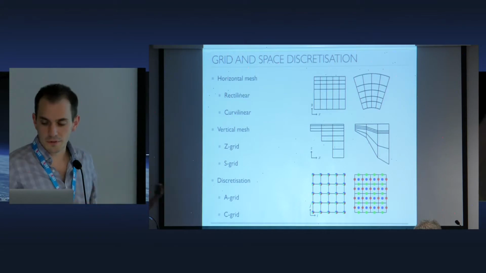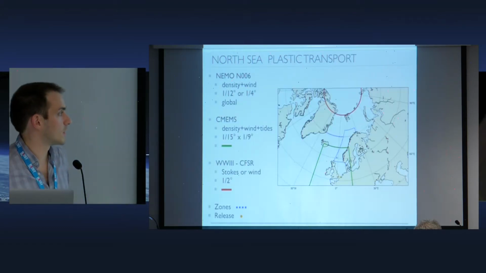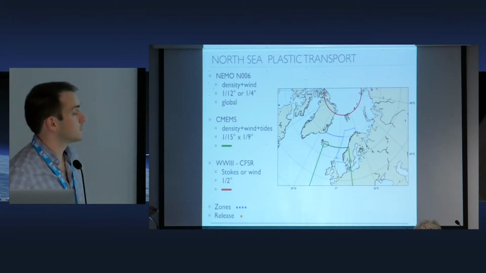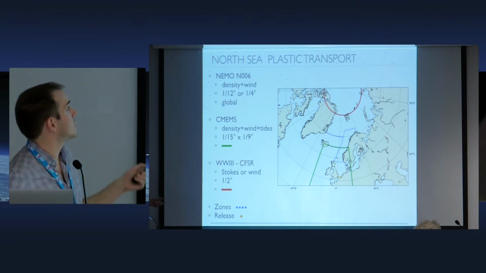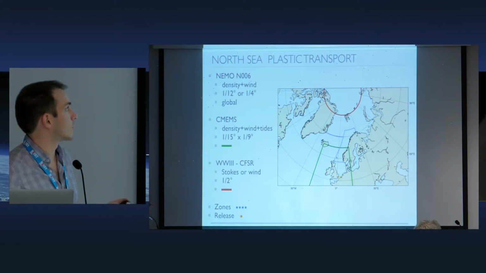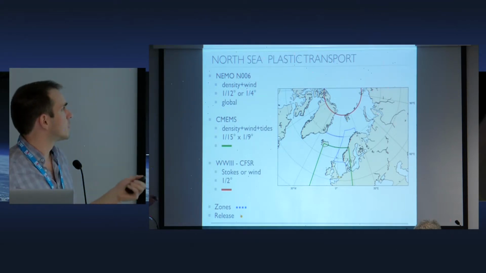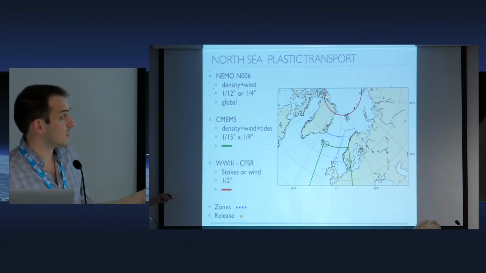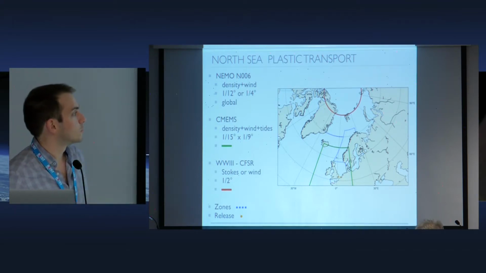We can read different fields, and then this comes to our application here to the North Sea. So we have different data sets. So mostly we have NEMO, which is a density-driven circulation with some wind, but with no tides. We have some Siemens data in this area for this application.